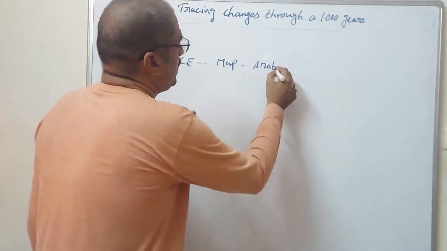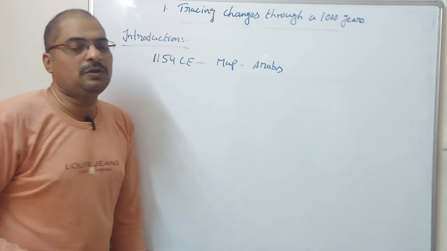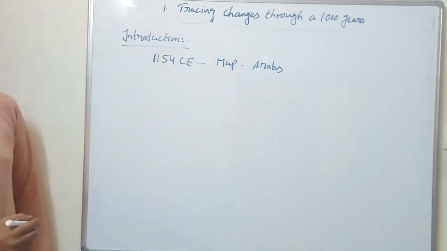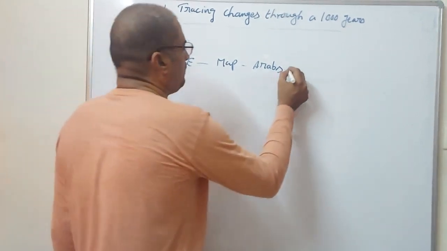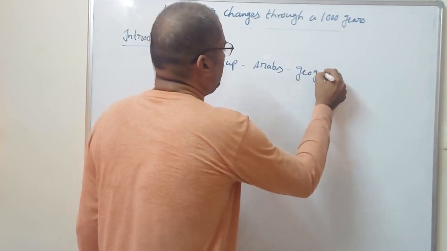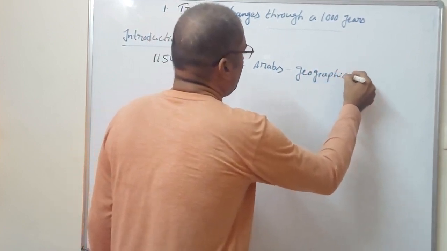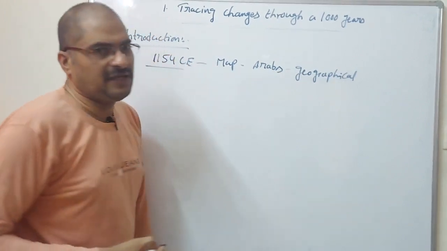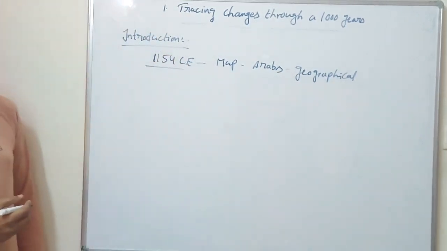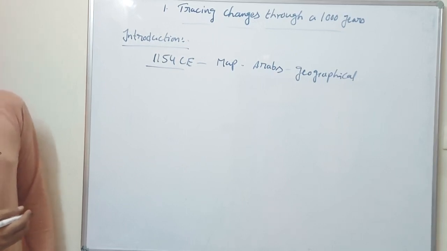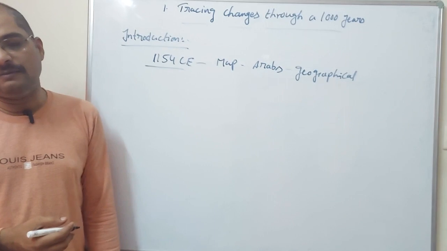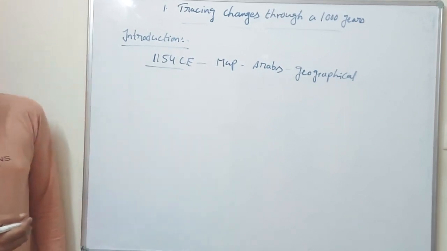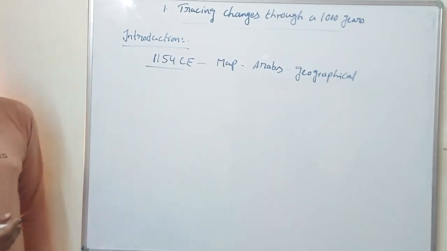Arabs made a geographical map. What is the map? Is this a geographical map? According to 1154 CE, they had different kinds of maps, or they had to introduce them in that time, the 12th century.